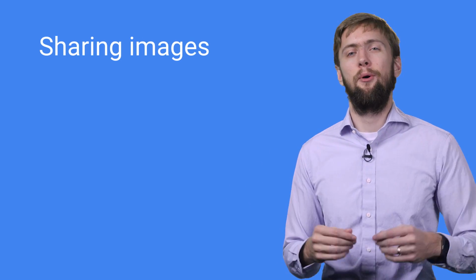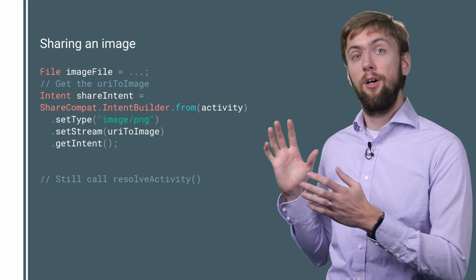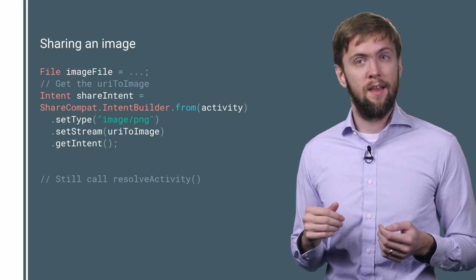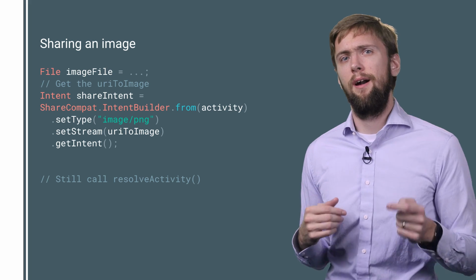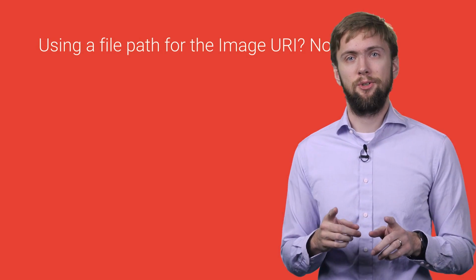But text, formatted or not, is a bit basic. Let's move on to the cool part. Sharing, say, an image. Now we're getting somewhere. OK, so setStream is new. Except where do we get that URI to the image? Ah, here's the interesting part.